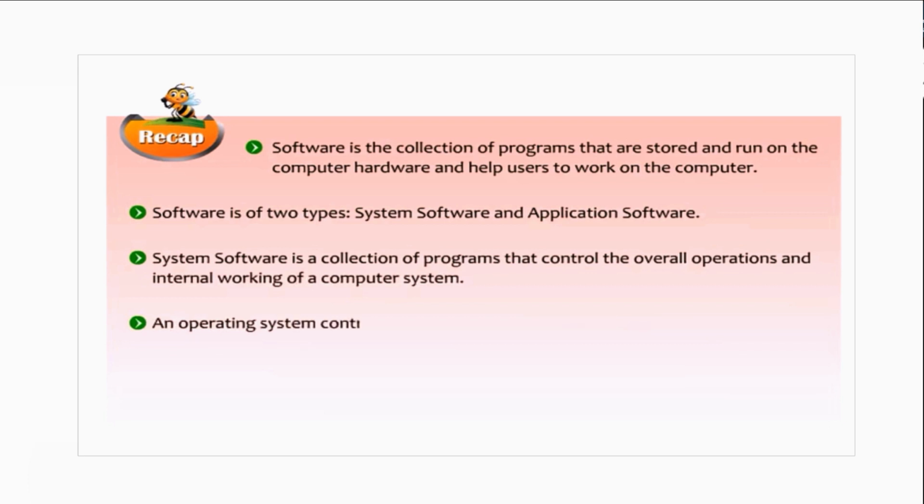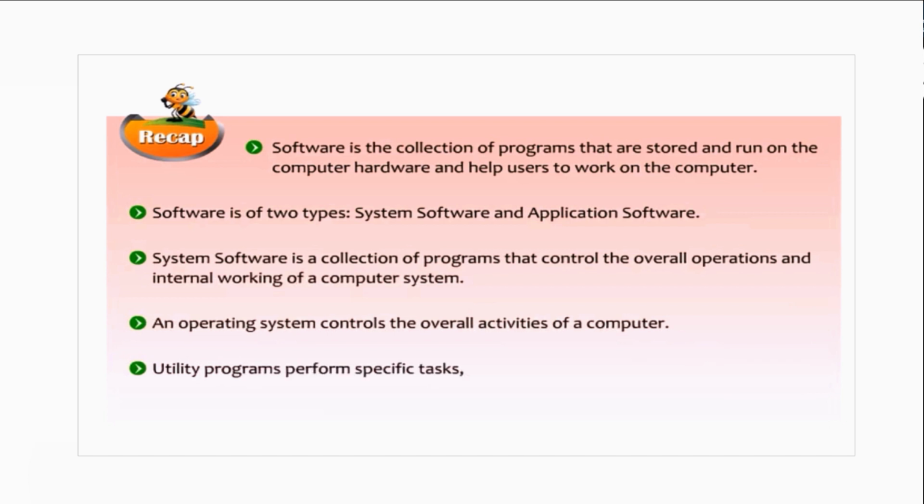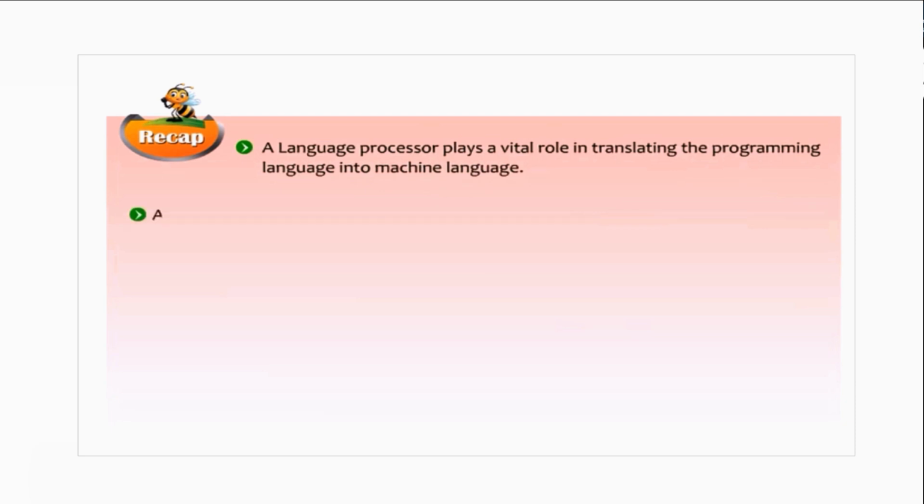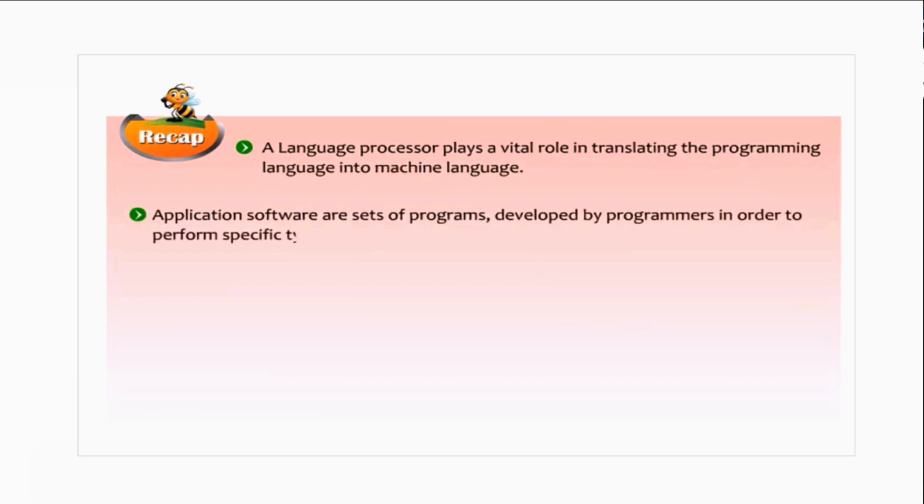An operating system controls the overall activities of a computer. Utility programs perform specific tasks usually related to managing the computer, its devices or its programs. A language processor plays a vital role in translating the programming language into machine language. Application software is sets of programs developed by programmers in order to perform specific types of jobs.